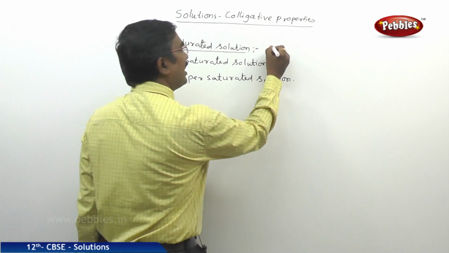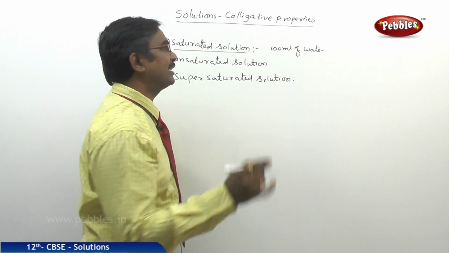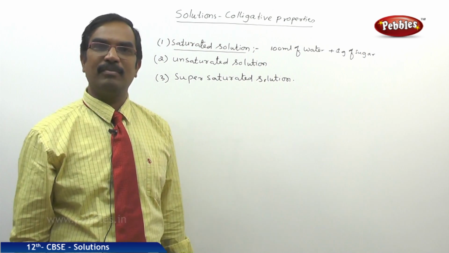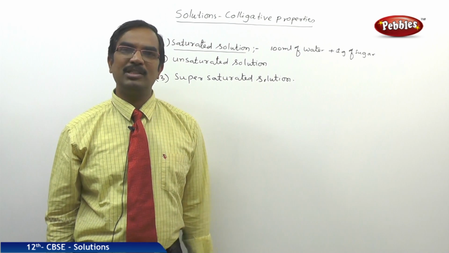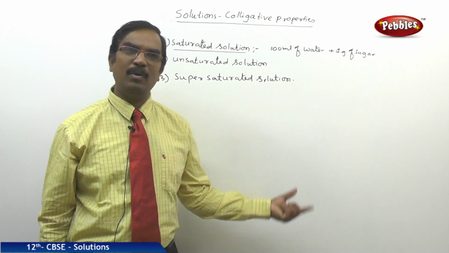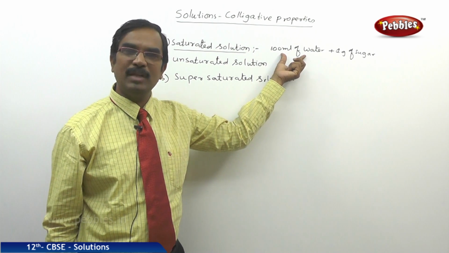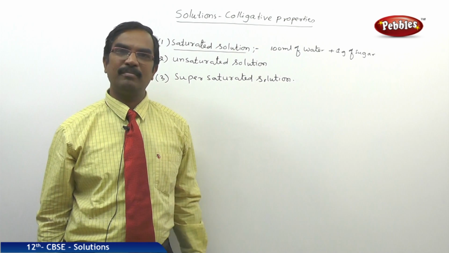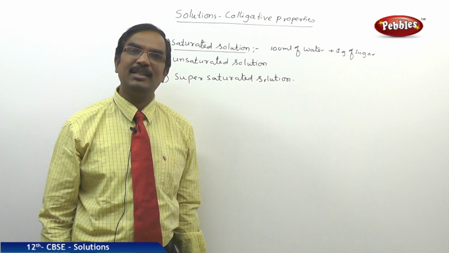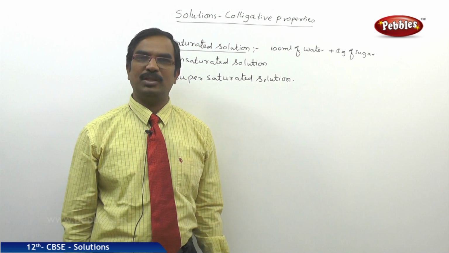Just for example, assume we have 100 ml of water. At the given temperature, only 1 gram of sugar can be dissolved. Even if you add 1.1 grams, it won't dissolve. Only 1 gram can dissolve in the given quantity of water. So if 1 gram of sugar is exactly soluble in 100 ml of water at the given temperature, then the resultant solution is a saturated solution.